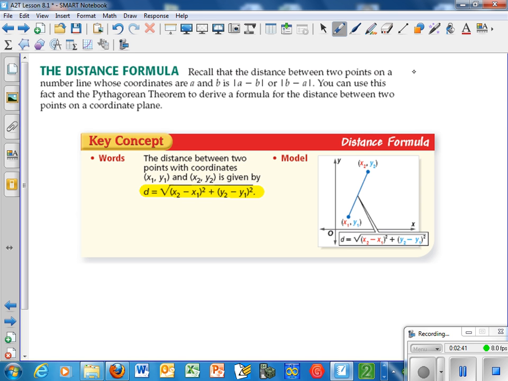It's really derived from the Pythagorean theorem. If you can imagine drawing in a right triangle, basically this right here is the difference in the x values. This length right here in the right triangle is the difference in the y values. So that's those two things. We square them. Okay, so that's really like a leg squared plus a leg squared, and then we take the square root of that to find the hypotenuse. So that's what the formula is really derived from.